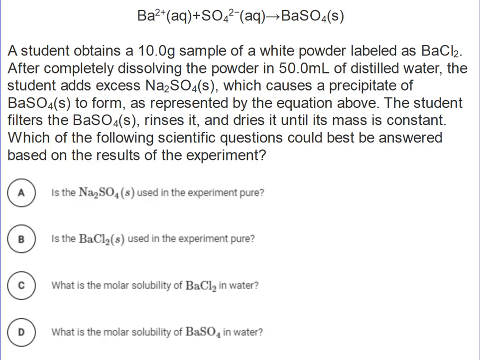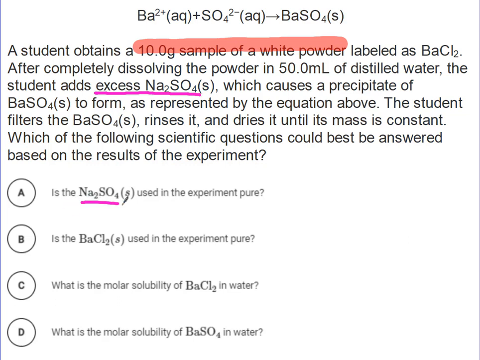So this is what I was talking about a second ago. We have a 10-gram sample of a white powder. It could be barium chloride. It may not be barium chloride. We're going to add excess sodium sulfate to it, which causes a precipitate to form. The student filters the barium sulfate, rinses it, dries it, until the mass is constant.